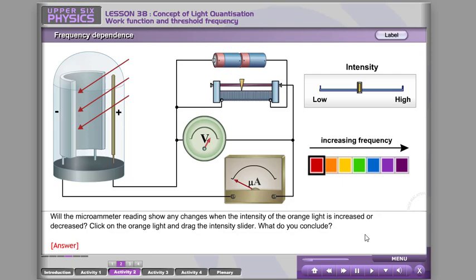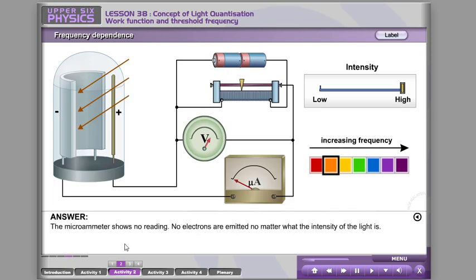Will the microammeter reading show any changes when the intensity of the orange light is increased or decreased? Click on the orange light and drag the intensity slider. What do you conclude? Answer: the microammeter shows no reading. No electrons are emitted no matter what the intensity of the light is.